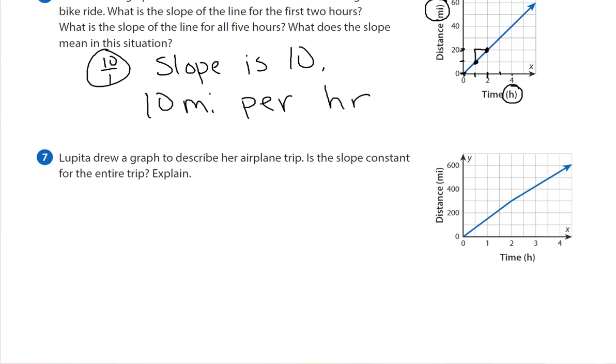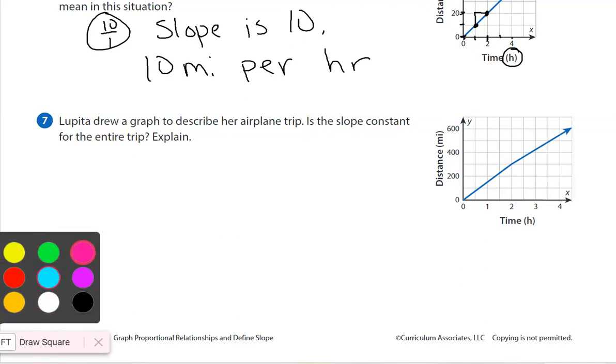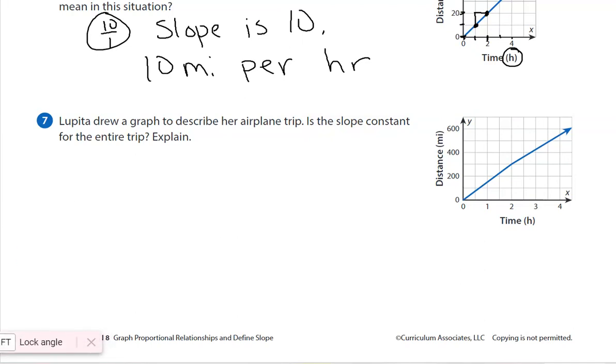Number 7, Lupita drew a graph to describe her airplane trip. How nice of her. Is the slope constant for the entire trip? Explain. Look at this closely. Look at it straight on. Don't look at it at an angle. Put your face right in front of it and give it a good look. Is that slope constant? Uh-oh. I'm going to use my line tool just to make double sure, because I can. Since I'm on my computer, might as well. Very carefully start my line down here.